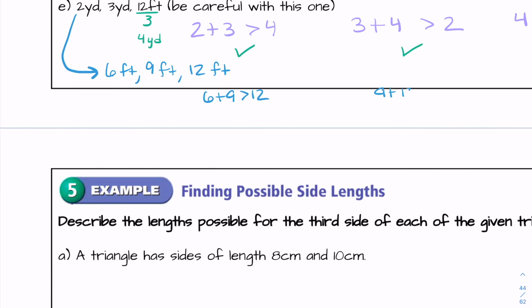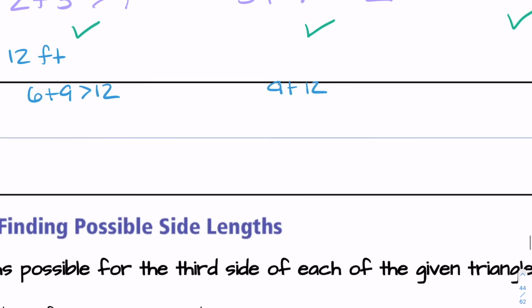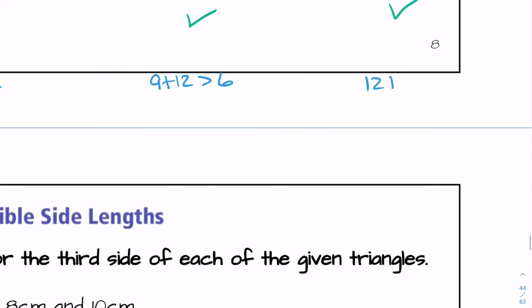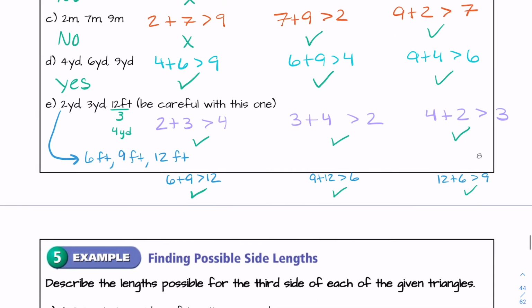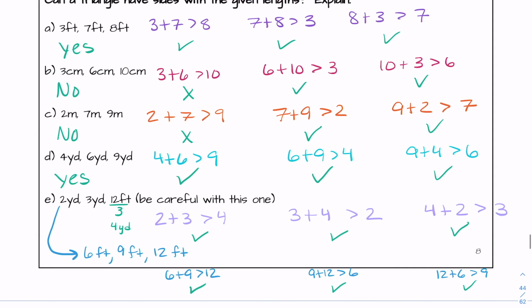9 plus 12 is greater than 6. And 12 plus 6 is greater than 9. So let's take a look. 18 is greater than 9. 21 is greater than 6. And 15 is greater than 12. So it will definitely work out. Okay.